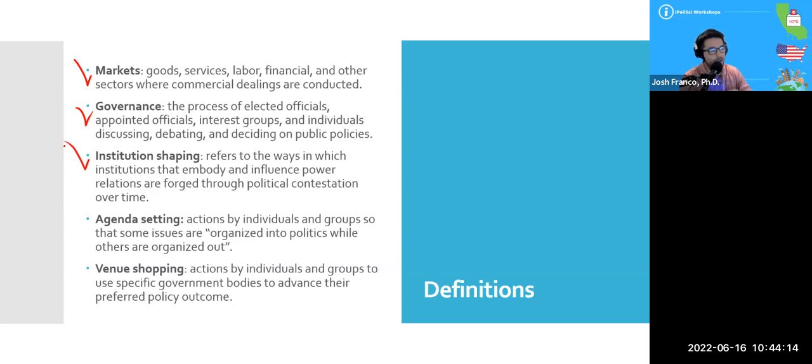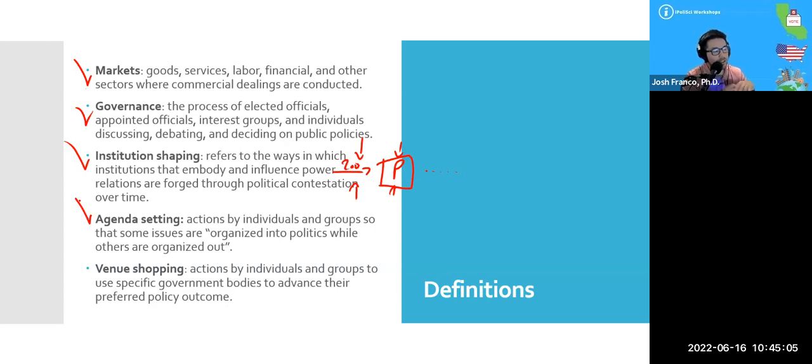Next, we have institution shaping, which refers to the ways in which institutions that embody and influence power relations are forged through political contestation over time. Basically, what this means is that, for example, we have the presidency, but the presidency didn't just show up one day and it is what it is as we know it. The presidency has developed over the past 200 years, and there have been some pivotal moments, both constitutionally, legislatively, judicially, that have shaped the power of the presidency and of that institution. And so institution shaping refers to those factors that are influencing that process of the shaping of this institution, and not just then, but also looking into the future, what that institution might become or look like.